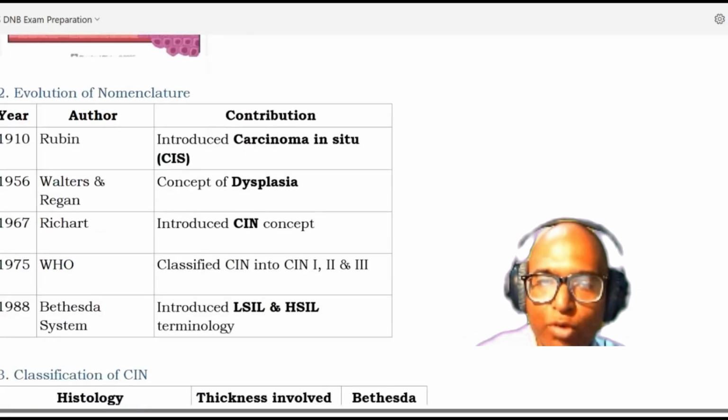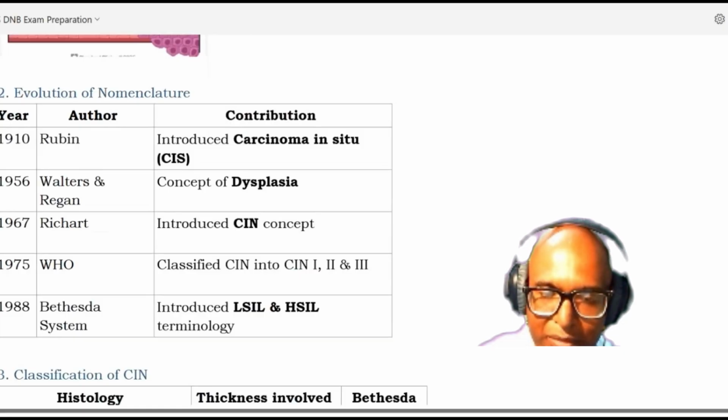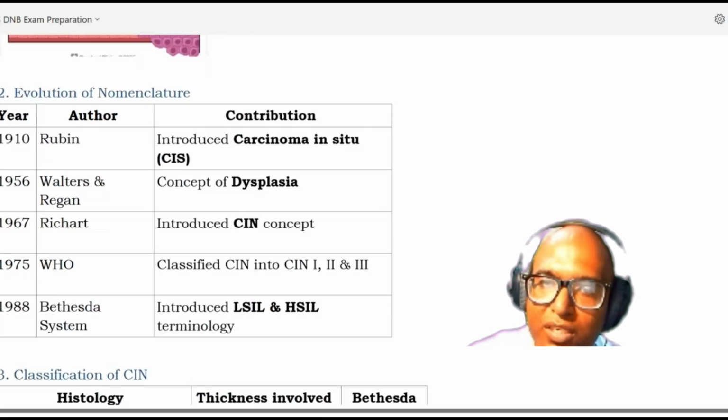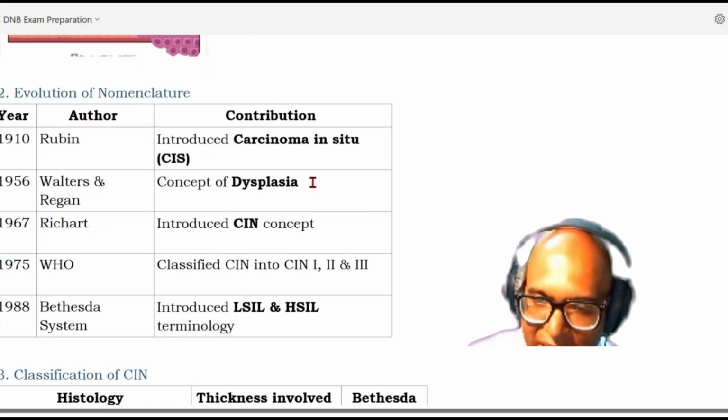There is an evolution of the nomenclature. Years you may not remember, but certain things, how this nomenclature has changed with respect to time. In 1910, Rubin proposed the term carcinoma in situ, that is the full thickness involvement. In 1956, Walters and Regan introduced the concept of dysplasia. In 1967, Richart introduced the concept of CIN. Then the WHO in 1975 classified it into CIN1, CIN2, CIN3.